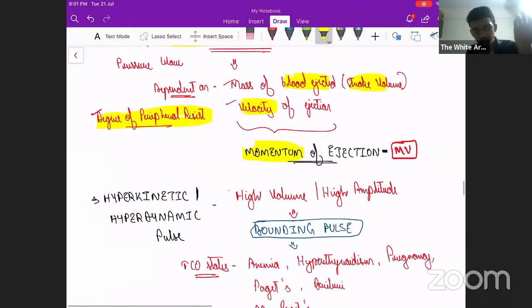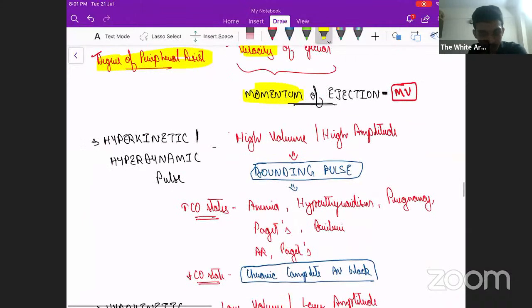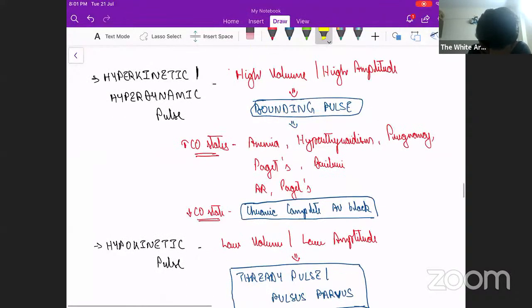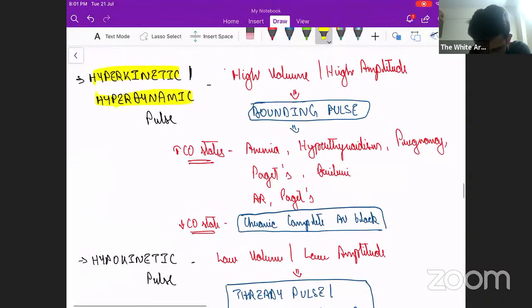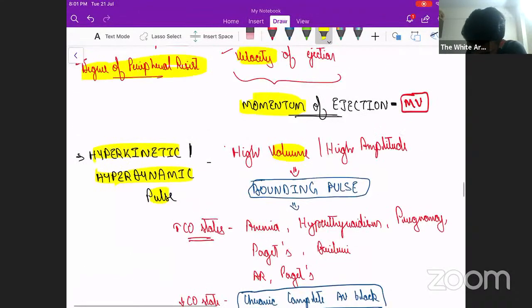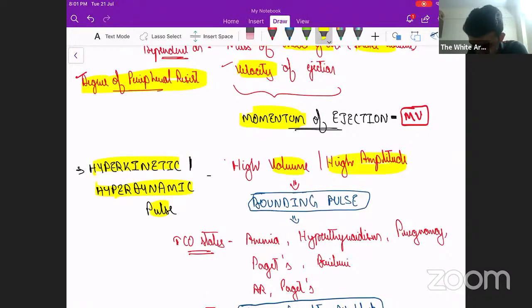So one is the normal volume. It can be increased volume or low volume. So when do we call it increased? That is in terms of hyperkinetic pulse or hyperdynamic pulse. So over here it is a high volume pulse. High volume means the amount of volume ejected will be increased. So high volume pulse or high amplitude pulse, we can call it. You will feel the pulse to be bounding. So you can also call it a bounding pulse. Where do you expect this? Obviously in case of increased cardiac output. Like in anemia, hyperthyroidism, pregnancy, Paget's disease, AV communication, beriberi, aortic regurgitation, in all these things you will expect this.